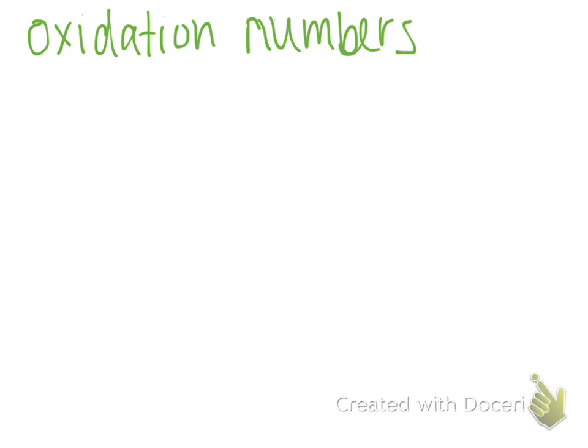Okay, something called oxidation numbers. So this is still chapter 7. Okay, and so oxidation numbers are kind of a theoretical value for us. And they're a little bit hard to really nail down what oxidation numbers mean.